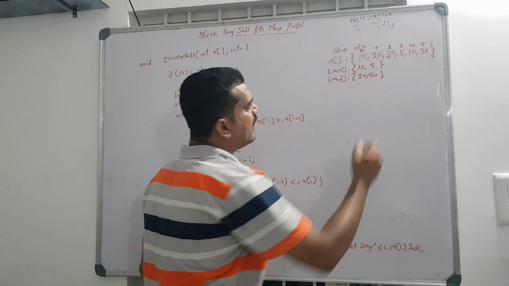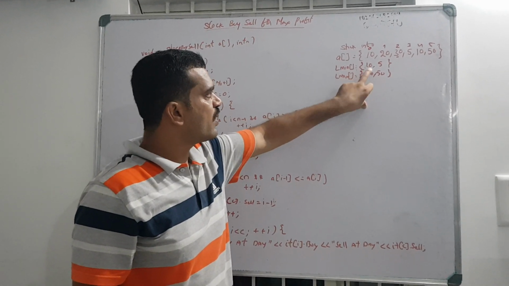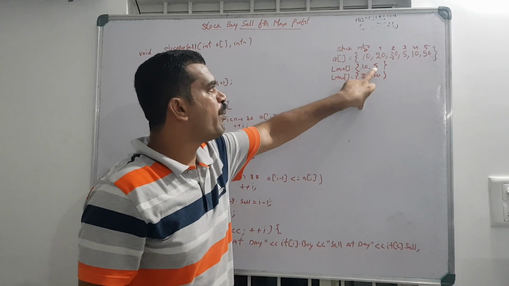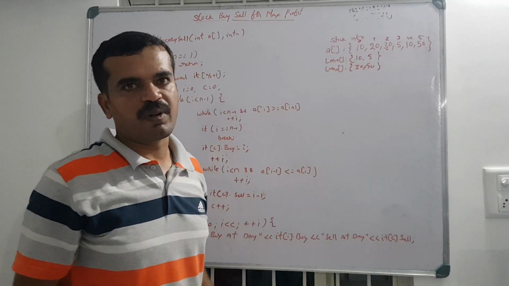So the thing here is you can buy the shares at 10 rupees and you sell at 30 rupees. Again you can buy at rupees 5 and sell at 50. So that you will get the maximum profit.